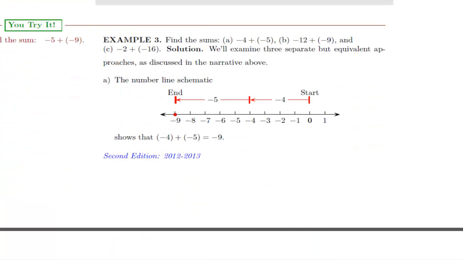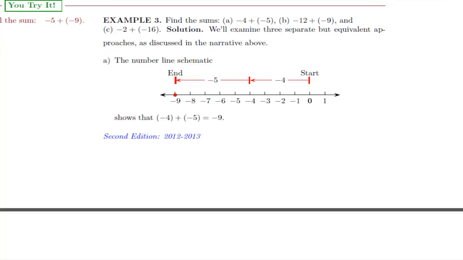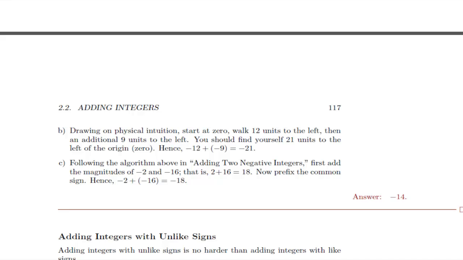Example 3. Find the sums: a, -4 plus -5; b, -12 plus -9; and c, -2 plus -16. Solution. We'll examine 3 separate but equivalent approaches as discussed in the narrative above. A. The number line schematic shows that -4 plus -5 equals -9. B. Drawing on physical intuition, start at 0, walk 12 units to the left, then an additional 9 units to the left. You should find yourself 21 units to the left of the origin. Hence, -12 plus -9 equals -21.